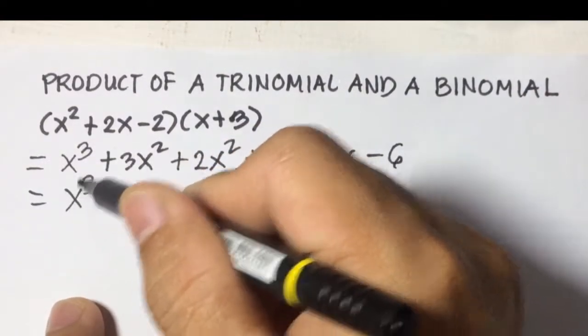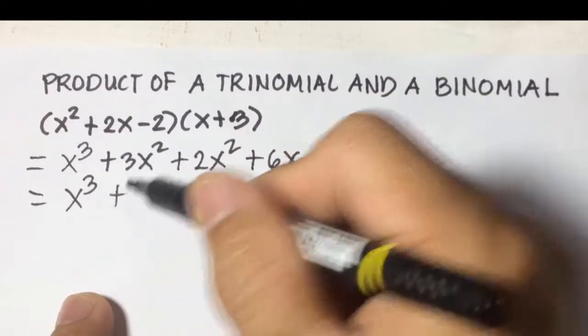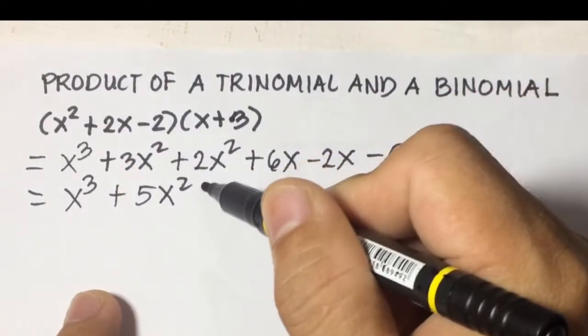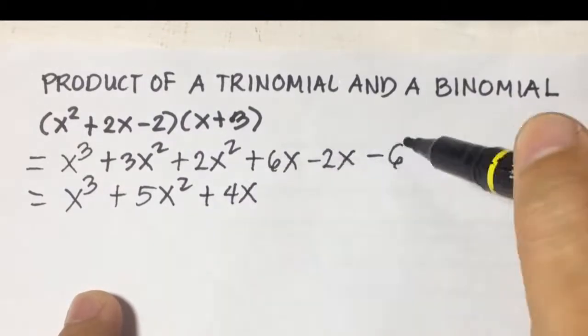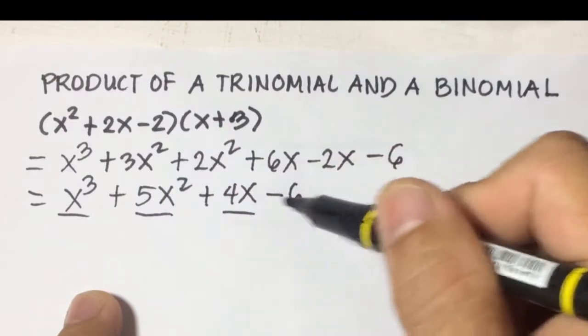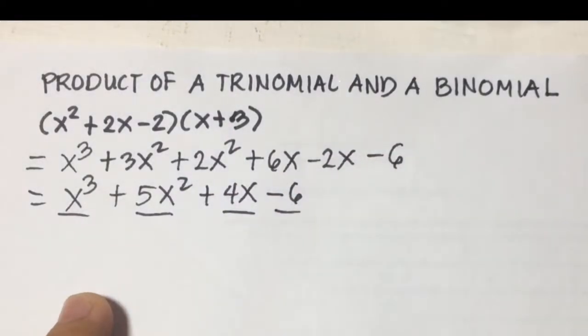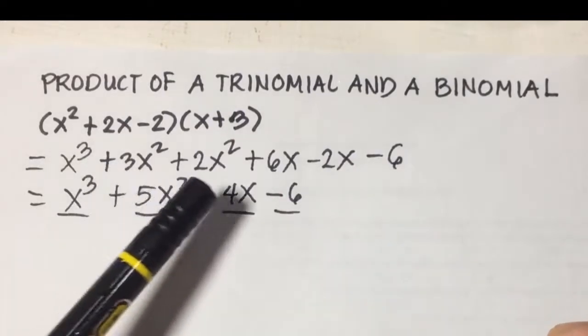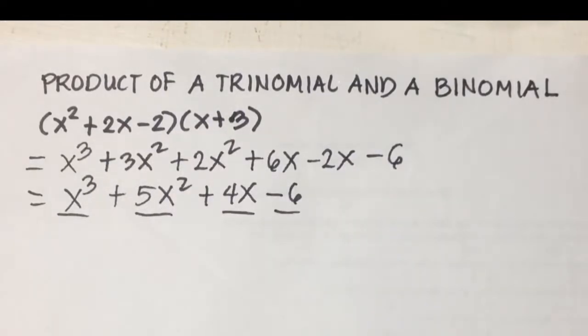So combining like terms, we're going to have x cubed, then plus 5x squared. Then 6x minus 2x is 4x. Then minus 6. So we're going to have here four terms. But there are times that if you multiply a trinomial and a binomial, the result will be just the sum and difference of two cubes.